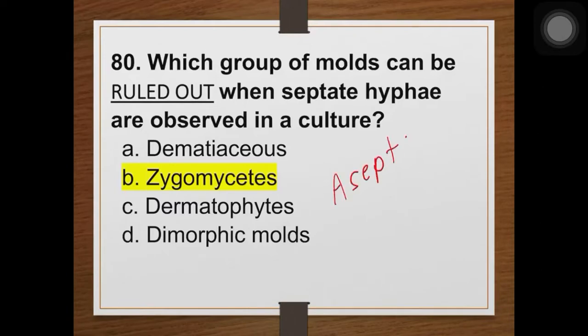So, pag tinanong po tayo, with a septate hypha, ano pong answer dito? The zygomycete. Huwag pong kakalimutan. Correct answer number 80, letter B.